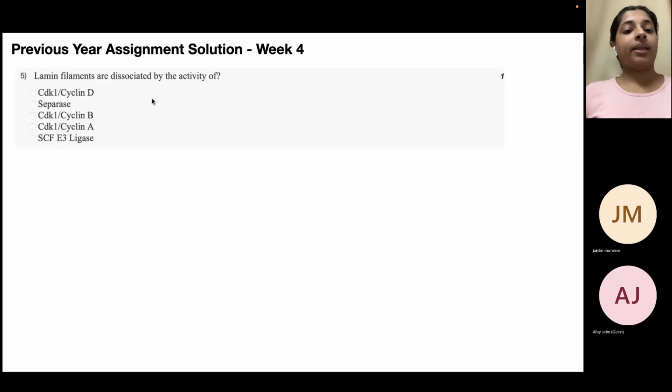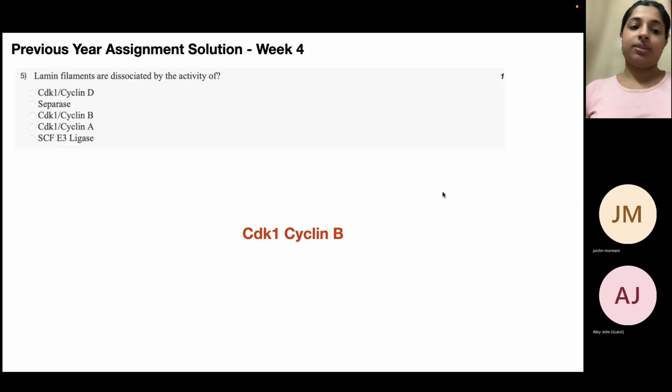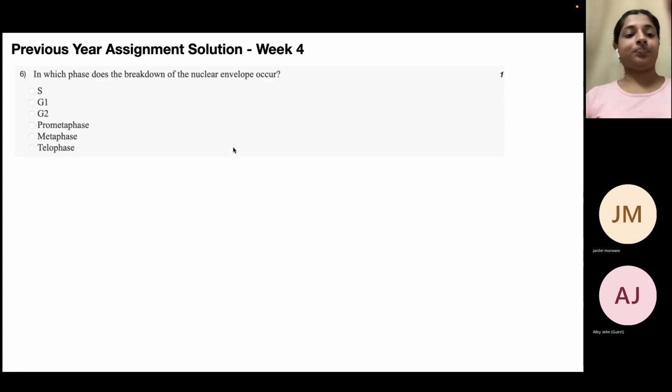Lamin filaments are dissociated by the activity of what? So lamin filaments, like we saw, were the structure that is present to the inner side of the nuclear membrane, and this is degraded by the activity of mCDK. So mCDK is basically this complex of cyclin B and CDK1, which is increasingly active in the M phase only. So the answer to this would be CDK1 and cyclin B, because the other cyclins are present in other regions of the cell cycle.